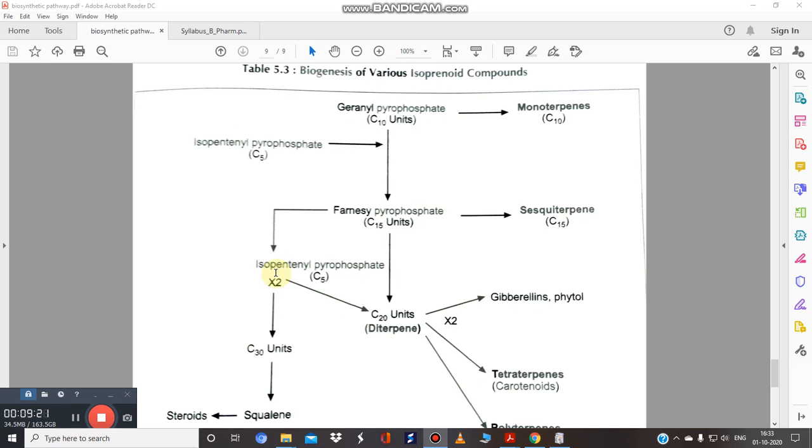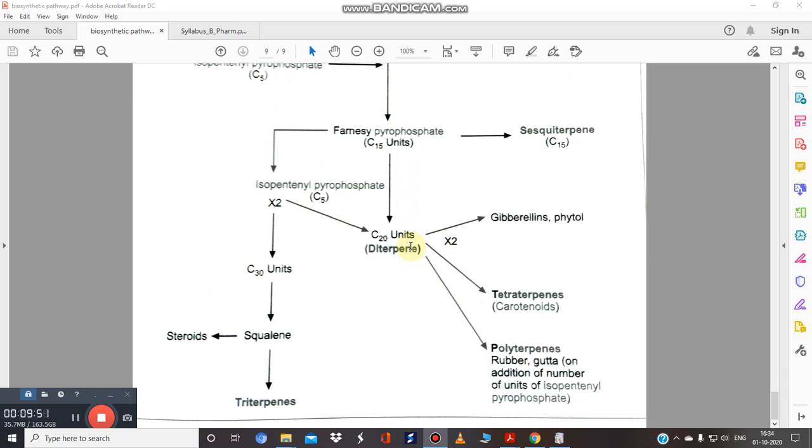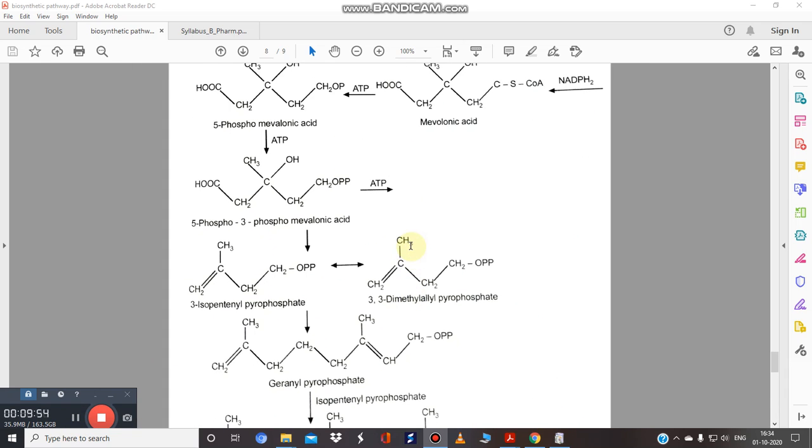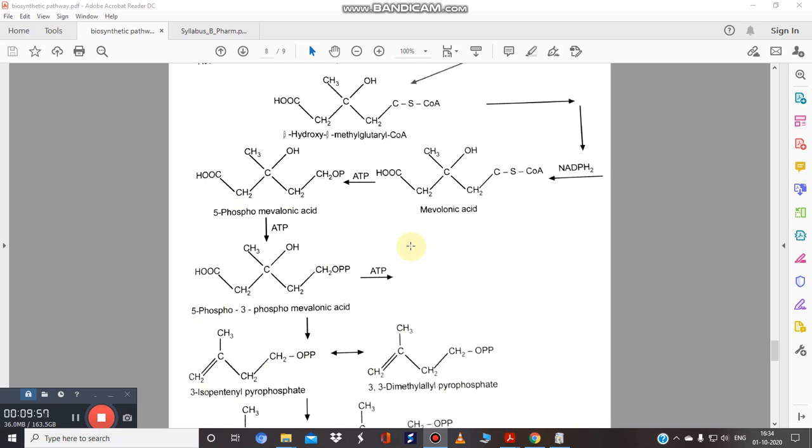Then again, multiply by 2, it will give C30 units, and if it is 1, then it will produce C15, or you can say C20 units. And if you again multiply by 2, it means nothing but we will add IPP units over here, that is isopentenyl pyrophosphate, C5 units. And I hope you remember about the volatile oils, these are hydrocarbons, C5H8 units. So I think this will give you an overview. Don't worry, we will do it again at least 2 to 3 times for proper understanding. So thank you for your patience.